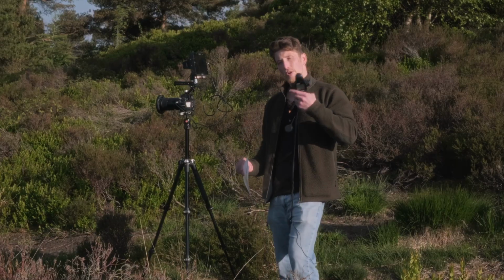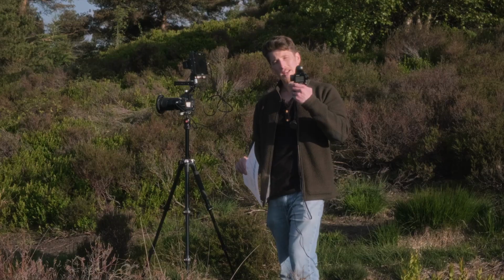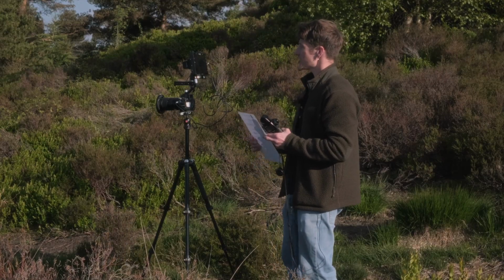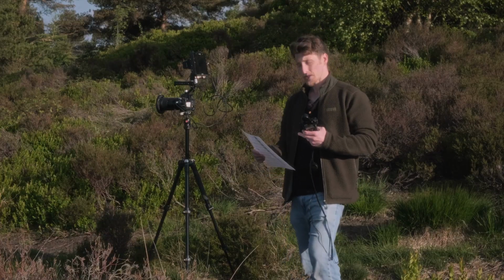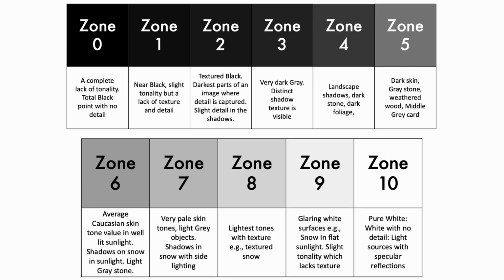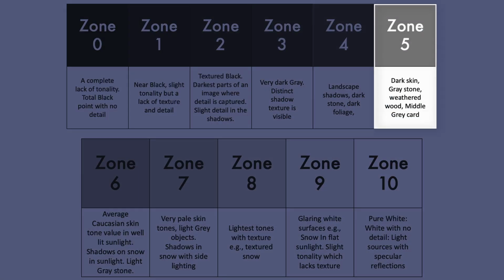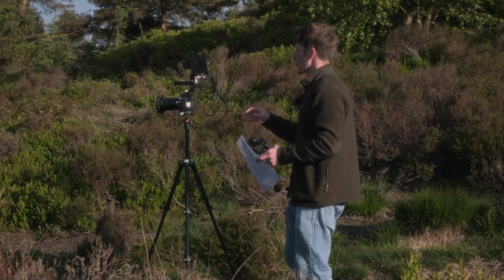Now, because we are using an external spot meter and it's measuring for middle gray, and the weathered wood branches sit within zone 5, which is middle gray. So if we look at our zone exposure chart, we can see in zone 5 it says dark skin, gray stone, weathered wood, and middle gray cards. We know that because the spot meter is measuring for that particular zone and those objects are sitting in that particular zone, we know that the aperture value that it's suggested is a pretty good starting point.